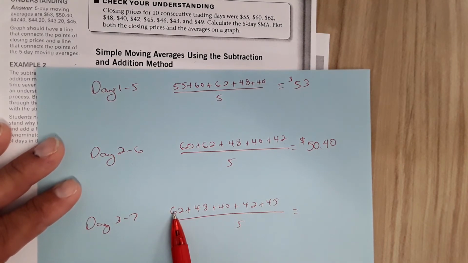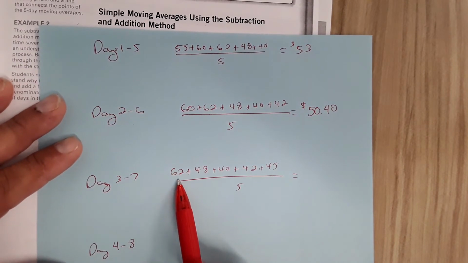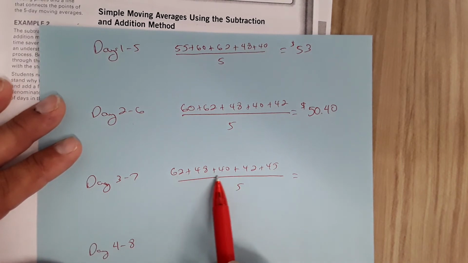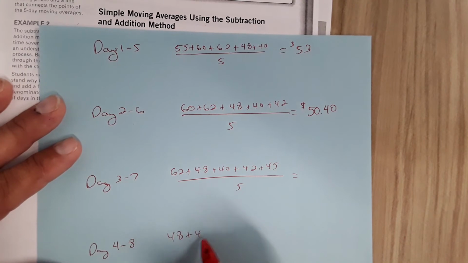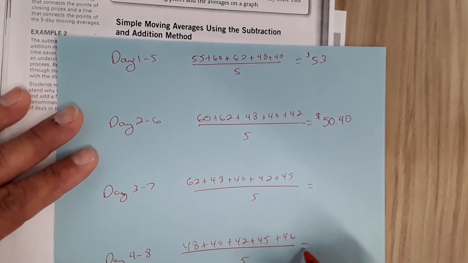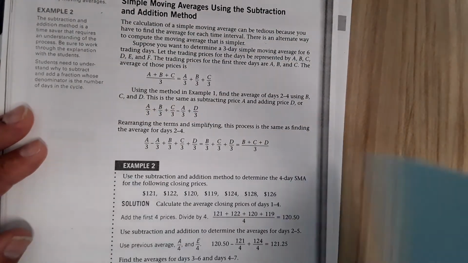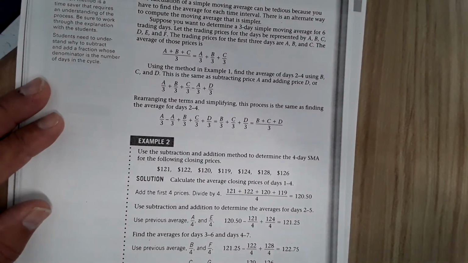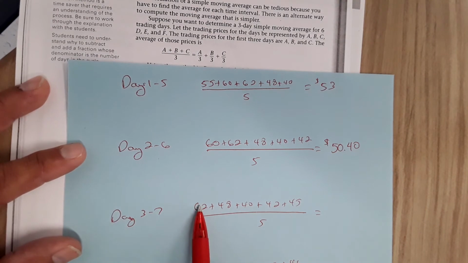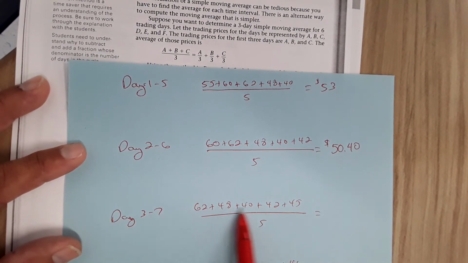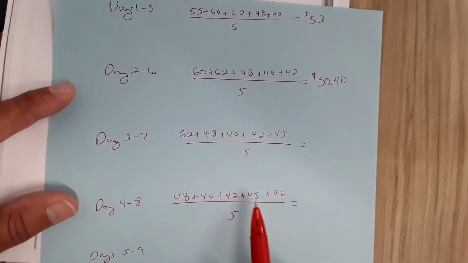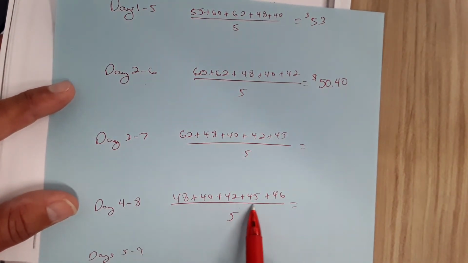Subtracting it just means you're going to get rid of it. So for days 4 through 8, I'm just going to get rid of the 62 and start with the 48. That gives me those 4 days, 48, 40, 42, and 45, and the next day would be 46. Divide that by 5 and then do those calculations. All of this is just showing you that you can subtract the first number, take that out, continue with the next 4, and then add in that next day. And you can continue to do that.